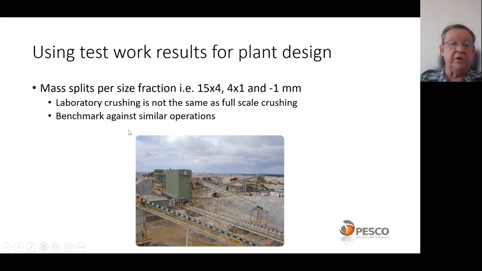Using test work results for plant design. So first important note, the mass splits per size fraction that you generate through the laboratory test work are not the same as a full-scale crushing circuit. And you need to benchmark against similar operations to get realistic values.